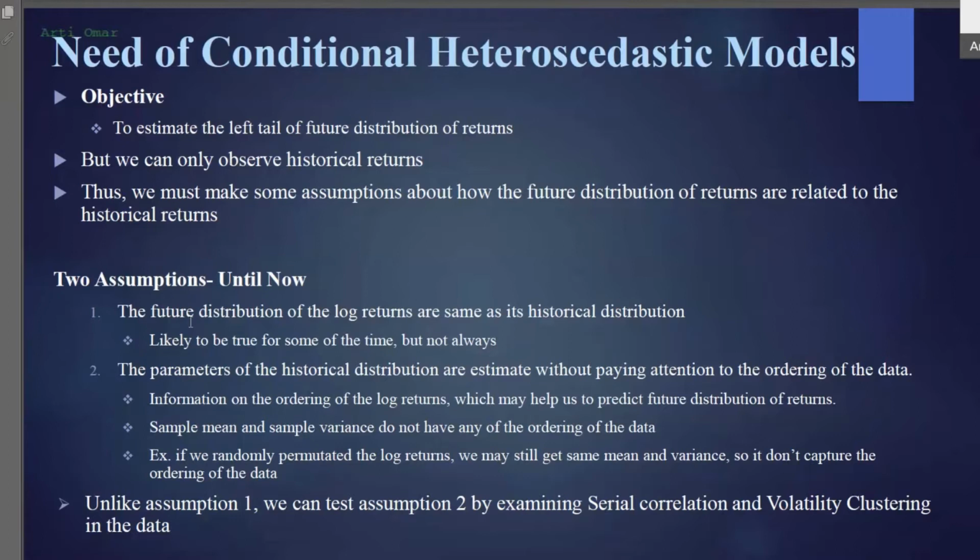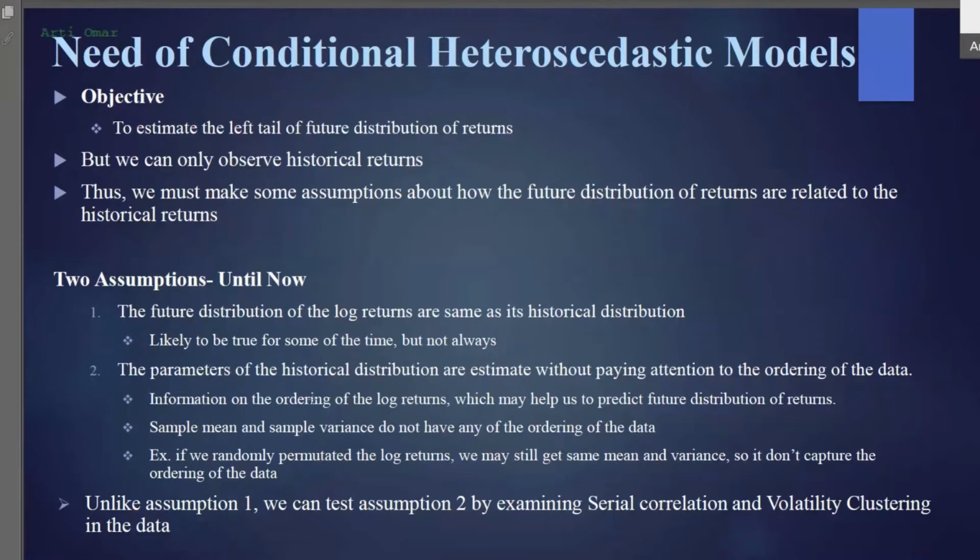The second thing is that the parameters of historical distributions are estimated without reference to the ordering of the data. So the ordering of the data plays a very important role for future predictions. Of course, we don't have a tool with which we can test assumption one.